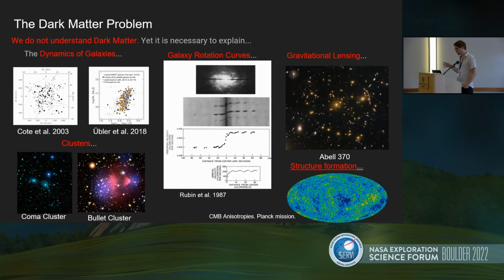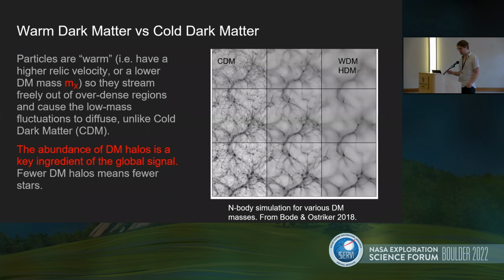On the bottom right, you can see the picture of the CMB anisotropies, which is related to how we're going to constrain the global 21 centimeter signal. So in the standard paradigm of cosmology, dark matter is cold. And you can see this figure on the right. Warm dark matter should be in the middle column.